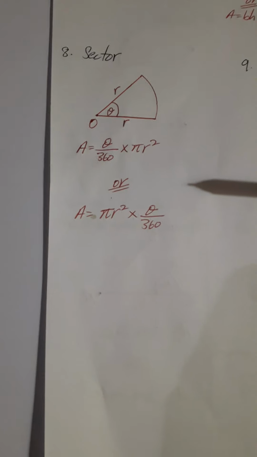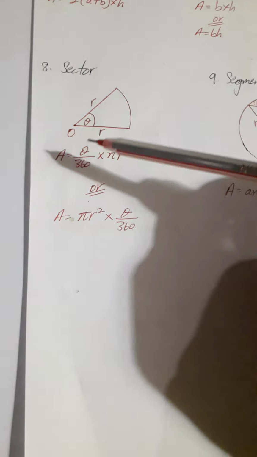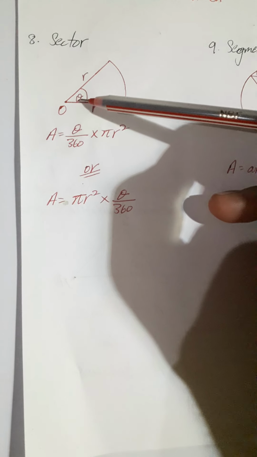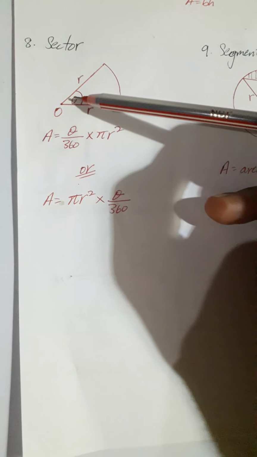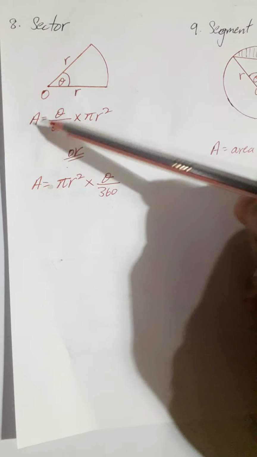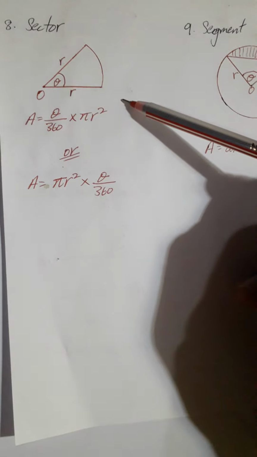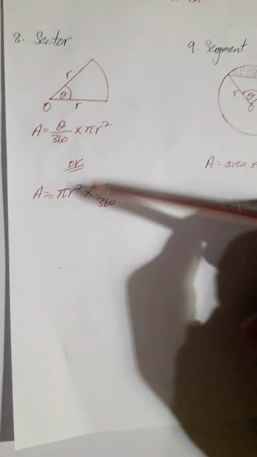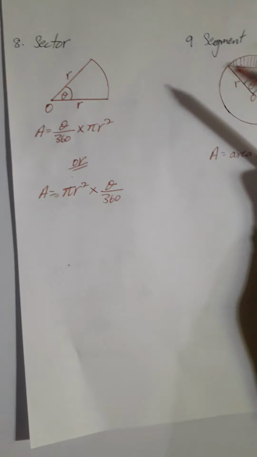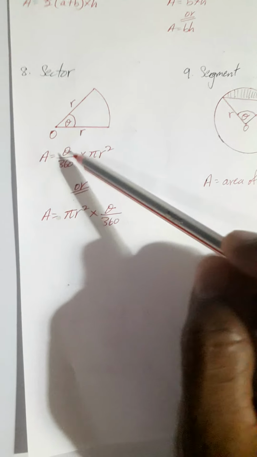Good. Now let us look at a sector. A sector is a part of a circle. It's like a slice of pizza, right? So that's what we call a sector. This is a Greek letter which means theta. It's used to represent angle. So to find the area of a sector, we use theta over 360 times pi r squared. Or if you like, you can reverse this formula, right? Pi r squared times theta over 360. Any one of the two, but I mostly like to use this one.